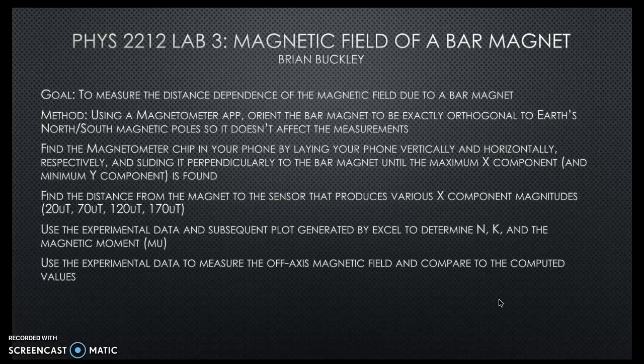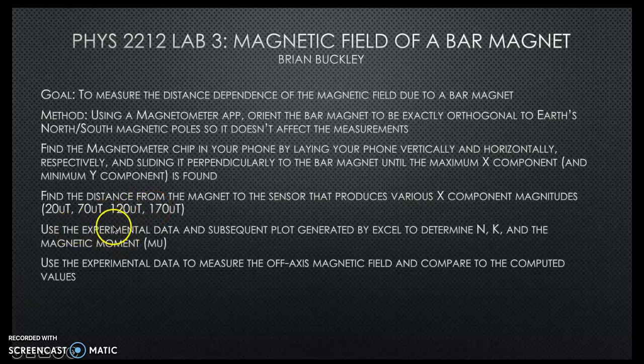Next, we would find the exact location of the magnetometer chip in our phone by laying our phone vertically and then horizontally, respectively, and in each case sliding it perpendicular to the bar magnet until the maximum x component and thus minimum y component is found. Then we will find the distance from the magnet to the sensor that produces the various magnitudes at 20, 70, 120, and 170 microteslas.